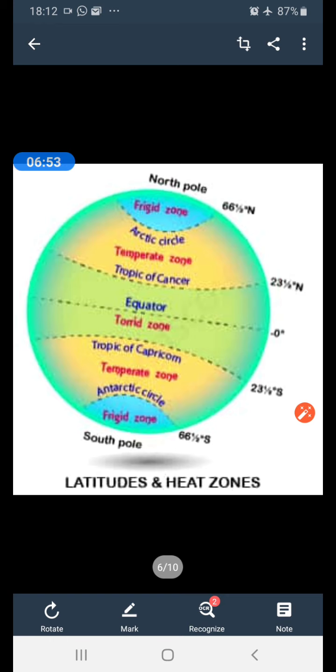And the last zone is the frigid zone. In the north, you will see that the frigid zone lies between 66.5 degrees north, that is the Arctic Circle, and the North Pole. And in the southern part of the globe, it lies between 66.5 degrees south and the South Pole. And these two zones are very, very cold because the temperatures here are very low, because the sun rays are very slanting. So they are not able to heat that much area.